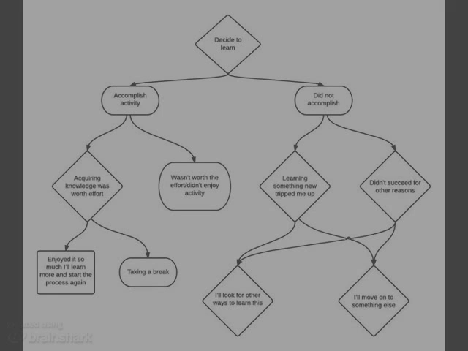Okay. Now, if you didn't accomplish it, you might be thinking about, why didn't you accomplish it? So was it that learning something new sort of tripped you up? And if that is the case, would you perhaps look for other ways to learn it, or would you move on to something else? So that's one possibility. Or you might not have accomplished it and you didn't succeed for some other reason, and the same two outcomes might be possible. You'll look for other ways to learn it or move on to something else.